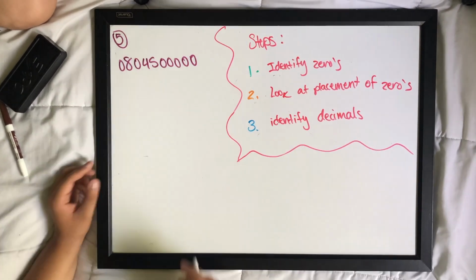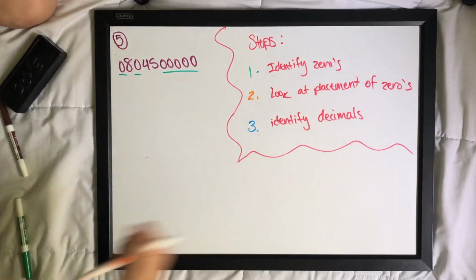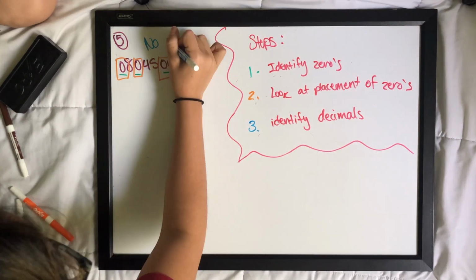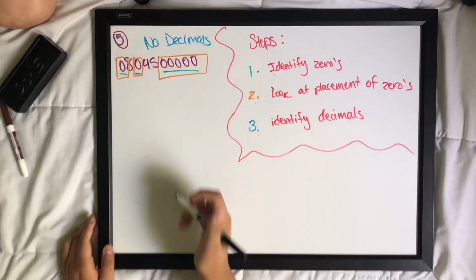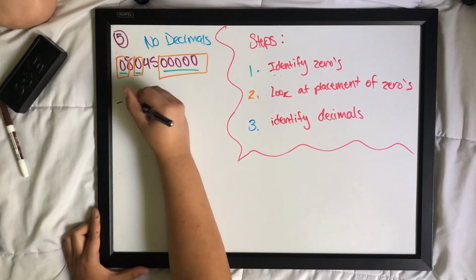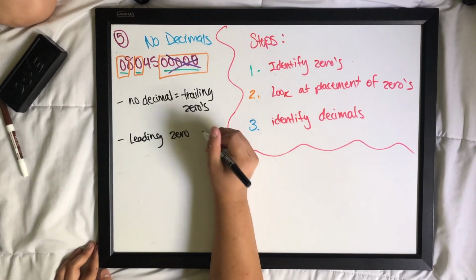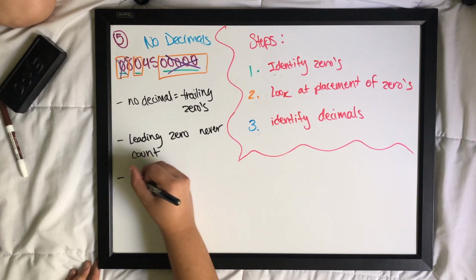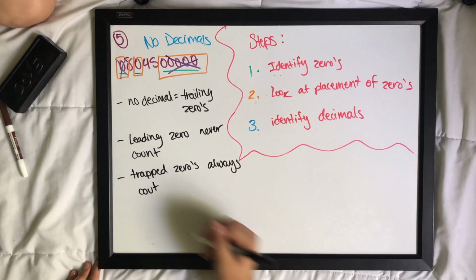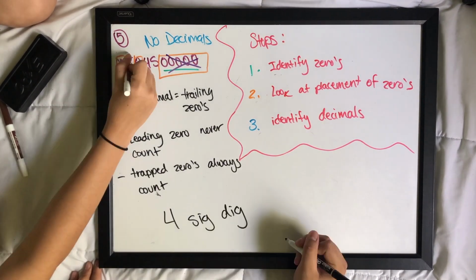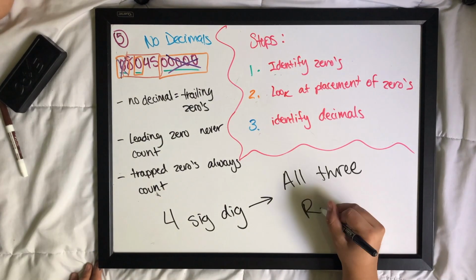Example number 5. So the first thing we're going to have to do is find the placement of all the zeros. Because there's no decimal, we have trailing zeros, so we have to cross out the last 5 zeros because there's not a decimal. And we have a leading 0, so we have to cross that out too. And then the 0 between the 8 and the 4 is trapped between 2 whole numbers, so we have 4 significant digits, and all 3 rules apply.